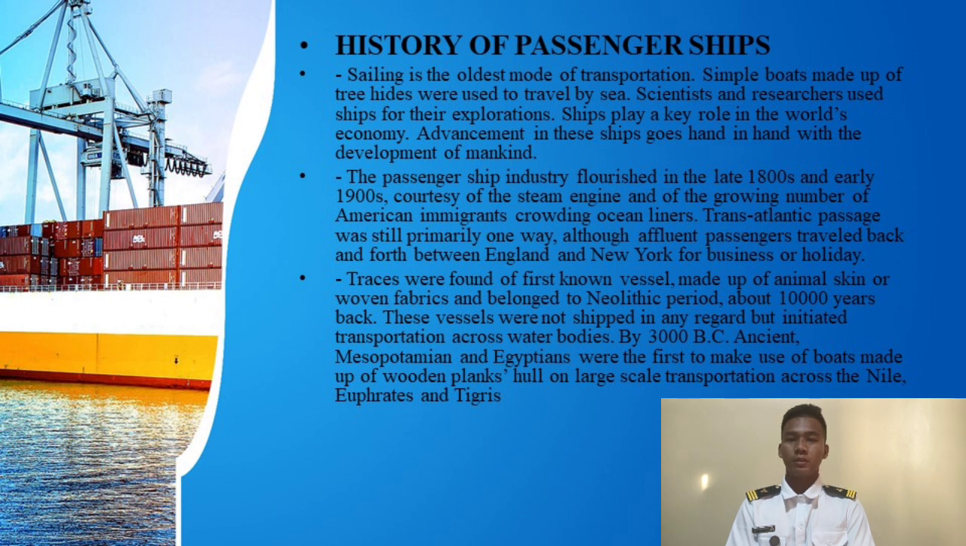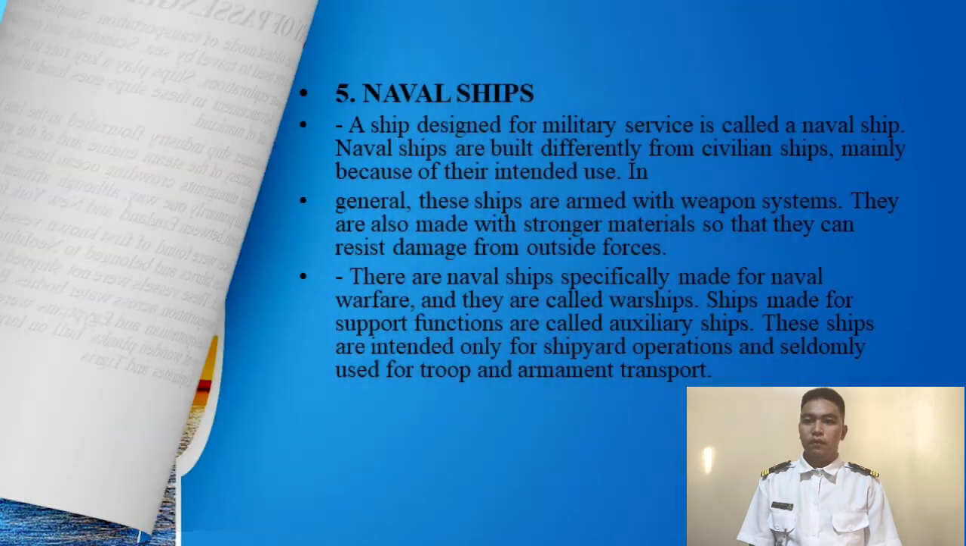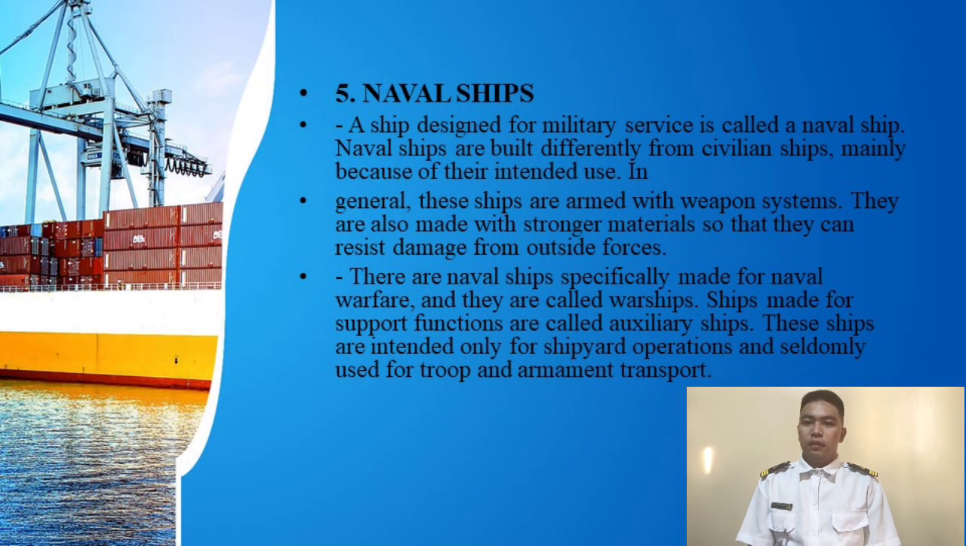The fifth one, naval ships. A ship designed for military service is called a naval ship. Naval ships are built differently from civilian ships, mainly because of their intended use. In general, they are armed with weapon systems. They are also made with stronger materials so that they can resist damage from outside forces.